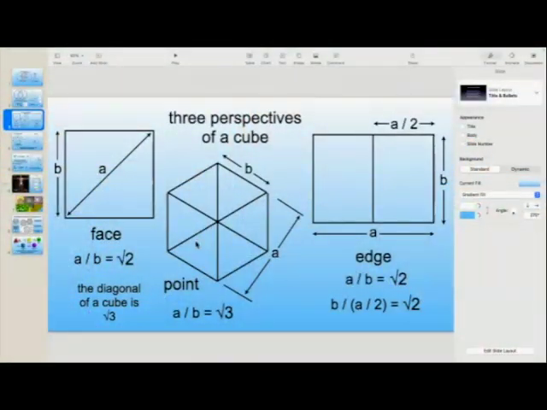If you put it on its edge, you see how it shows up as a rectangle? Well, this side divided into the long side of the rectangle is equal to the square root of 2. If you look at it on point, this is what we're talking about here. On point, you take the length of one of the sides and divide that into the length going across, and that's the square root of 3. So you see how the square root of 3, the square root of 2, keeps showing up in everything that we make in this creation.